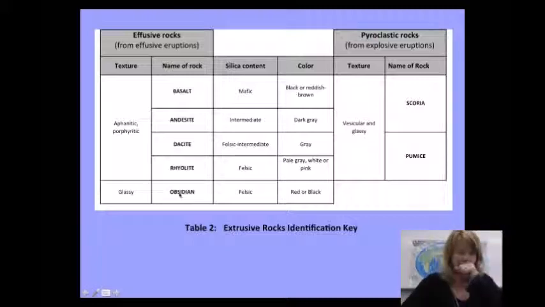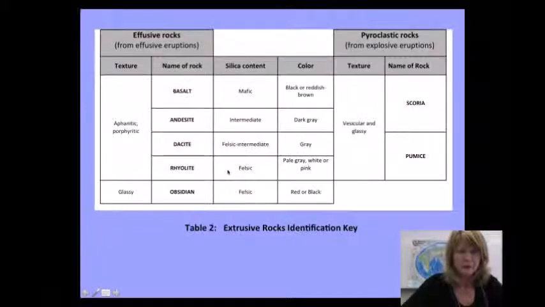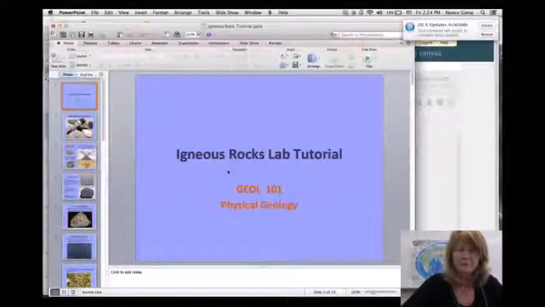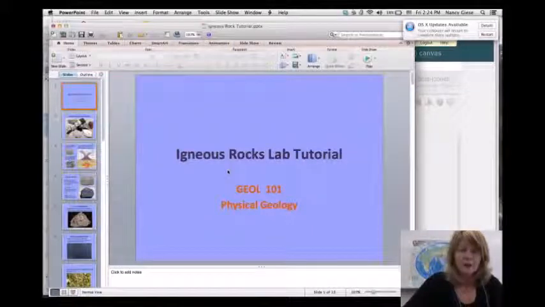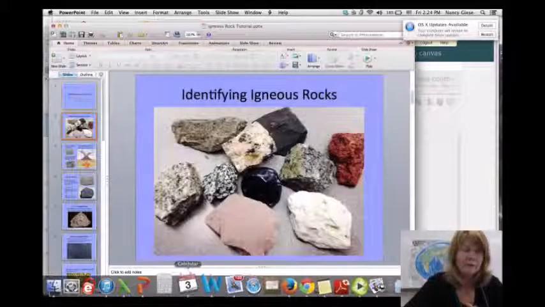If you run into a glassy rock, for the purposes of this lab, these are just the common ones. It'll be obsidian. If it's aphanitic or porphyritic, then you have to compare the color and therefore the silica content to determine whether it's felsic, felsic intermediate, or mafic. Okay, and so that's a summary of how we go about identifying the major igneous rocks. So definitely refer to this, refer to the introduction explanations in your lab, refer to your readings from your text in the reading packet, and have fun identifying your igneous rocks.